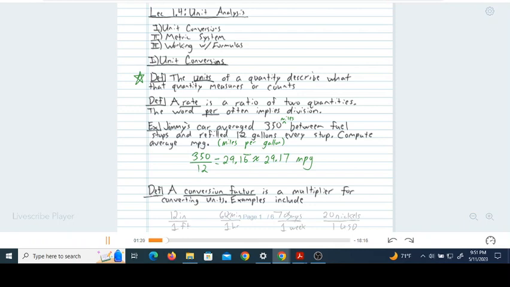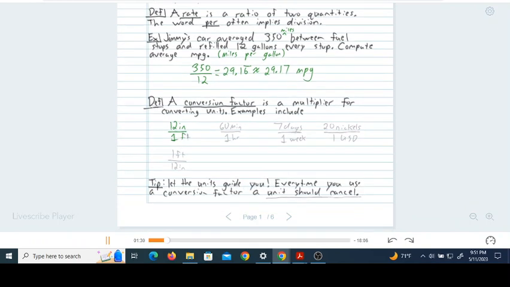Alright, cool. So let us go ahead and introduce the idea of a conversion factor. A conversion factor is a multiplier for converting units. So examples include 12 inches per every 1 foot, 60 minutes per every 1 hour, 7 days per every 1 week, 20 nickels per every $1, so on and so forth. So these are all conversion factors. So they are multipliers used for converting units.